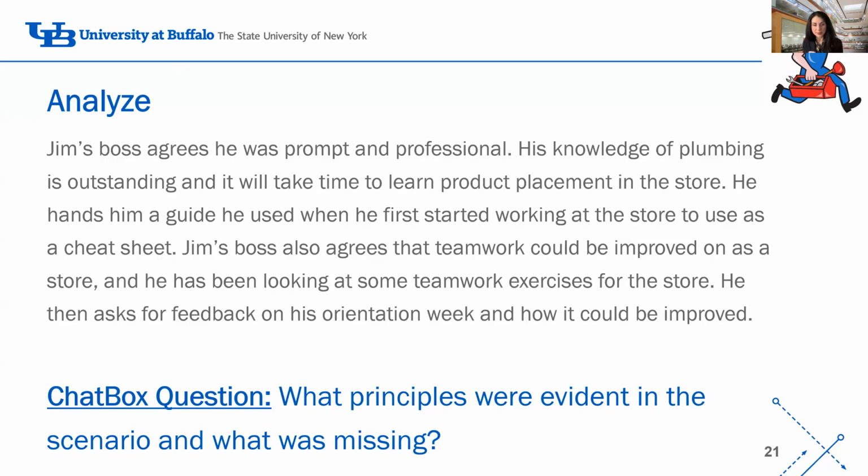So they both identified things they were going to do or wanted to be doing, but we don't know exactly, is the boss going to look into some of those team exercises for the store that take place in the next month, year? What is that time frame there?